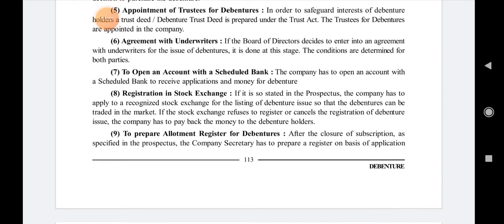To open an account with the scheduled bank, the company has to open an account with the scheduled bank to receive the application and money for the debenture. See, for the debenture money, they have to open a separate bank account in the scheduled bank for the safeguard of the money which is debt from the public. So the company has to compulsorily open one kind of account in a scheduled bank.